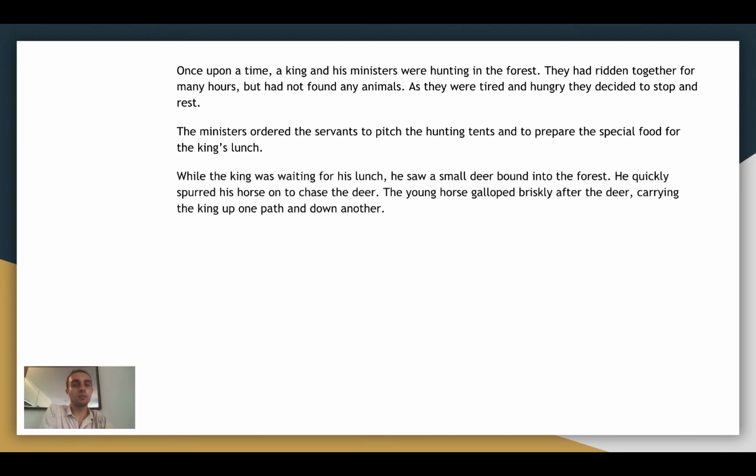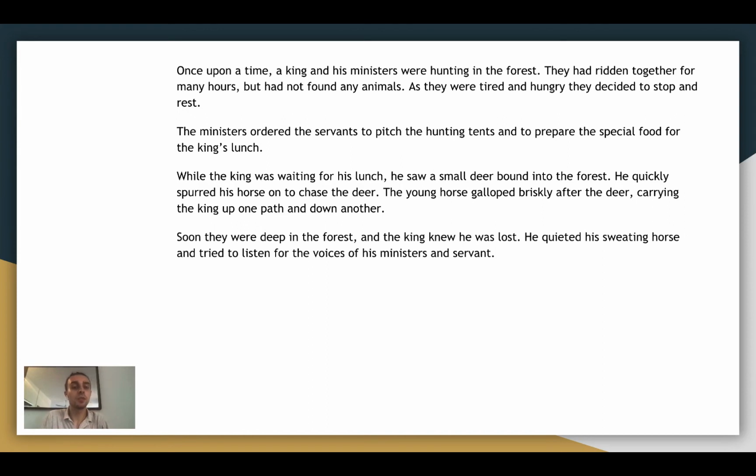While the king was waiting for his lunch, he saw a small deer bound into the forest. He quickly spurred his horse on to chase the deer. The young horse galloped briskly after the deer, carrying the king up one path and down another. Soon they were deep in the forest, and the king knew he was lost. He quieted his sweating horse and tried to listen for the voices of his ministers and servants.